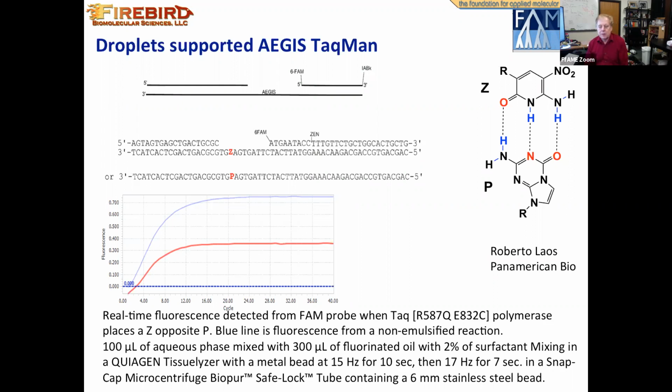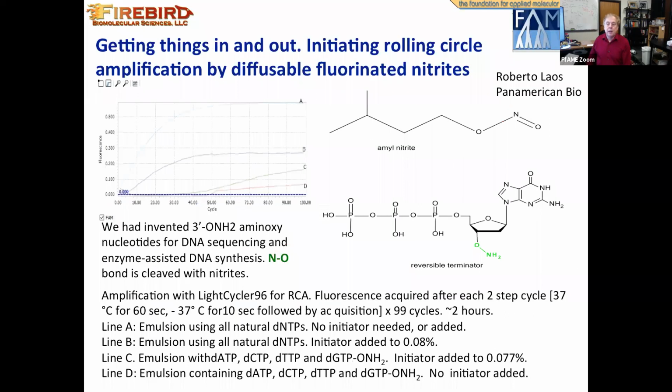Now, these are not droplets made by this nanostructure. We actually just made these droplets by shaking. So you take the water and the oil and the surfactant, and you mix them in a Qiagen tissue lyser. You put a metal bead in it, you do it at 15 hertz for 10 seconds, and 17 hertz for 7 seconds. You have a snap cap on your tube to keep the material from being sprayed around the lab. And it's actually a perfectly good way of generating these as well. Now, the dimensions are not as homogeneous as they are with a microfluidic device, but for this type of thing, it's hardly important.